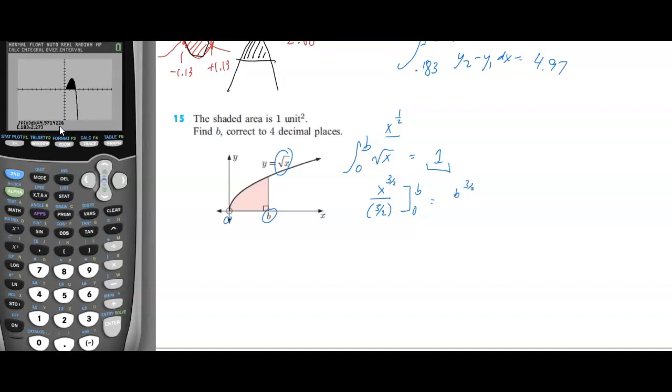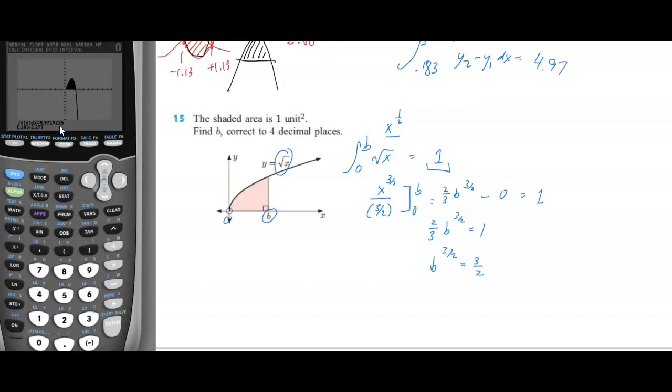So this would be b to the 3/2, and then dividing by 3/2 is the same thing as multiplying by 2/3, right? Minus 0 plugged in, which is just 0. So now I just set that equal to 1, and then I just solve this. This is just an algebra problem now. It's not even calculus anymore. Multiply both sides by 3/2, so I get b to the 3/2 equals 3/2.